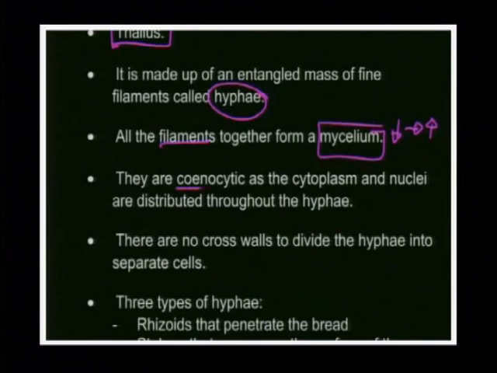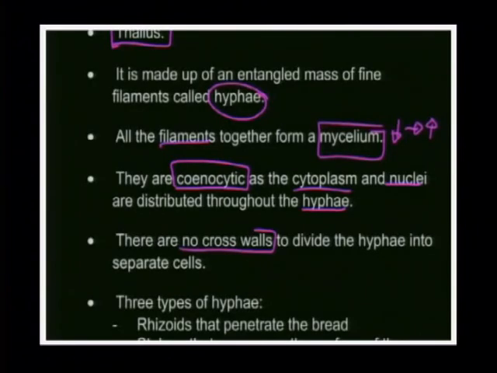Then they are cenocytic, as the cytoplasm and nuclei are distributed throughout the hyphae. This is quite a complex concept. I'm going to mention the next point, and then I'm going to go back to this. No cross walls. Now, this is a particularly interesting point that makes fungi so unusual. A moment ago I said that some of them are multicellular and some, like yeast, are unicellular. But in actual fact, fungi are both unicellular and multicellular, which sounds a little bit strange.